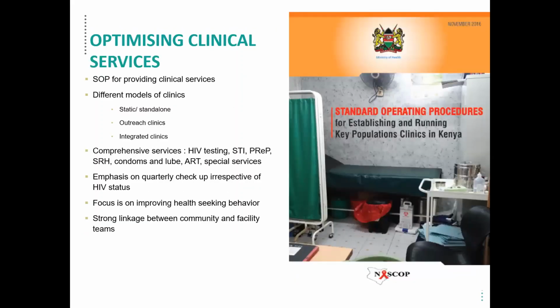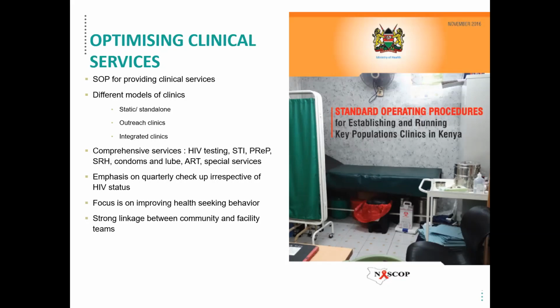In optimizing clinical services, we have standard operating procedures for providing clinical services through different models. We have the static, we have standalones, we have outreach clinics, and we also have integrated clinics. For the comprehensive services, we offer HIV testing, sexually transmitted infection services, PrEP, sexual and reproductive health, condoms and lubes, and ART special services. There's emphasis on quarterly checkups for all our key populations, irrespective of their HIV status, and we also focus on improving health-seeking behavior among them.